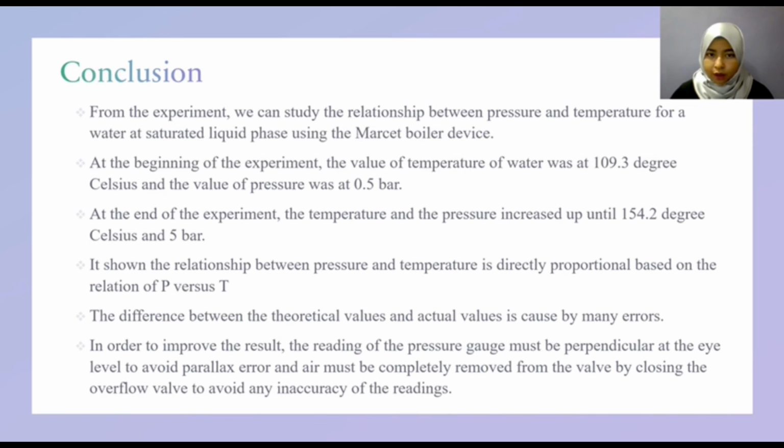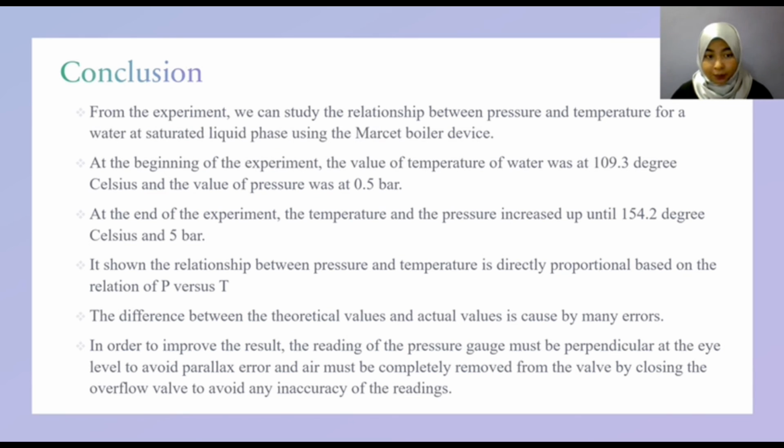I will be presenting about the conclusion for this experiment. From the experiment, we can study the relationship between pressure and temperature for water at the saturated liquid phase by using the MARCET boiler device. At the beginning of the experiment, the temperature of the water was 109.3 degrees Celsius and the pressure was 0.5 bar. But at the end of the experiment, the temperature and pressure increased up to 154.2 degrees Celsius and 5 bar. It is shown that the relationship between pressure and temperature is directly proportional, based on the graph of P versus T.